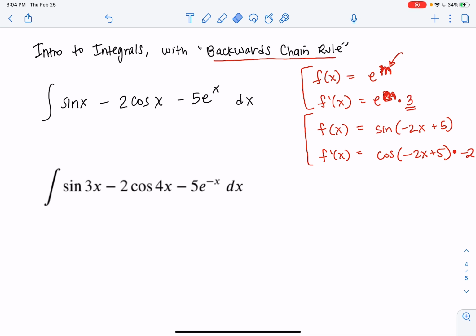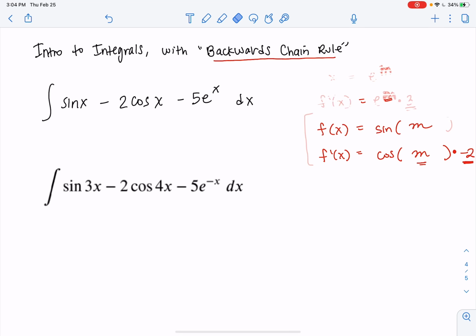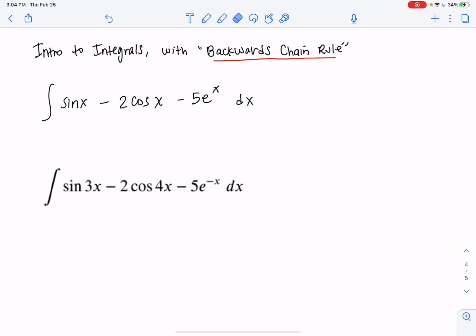Similarly here, if we just cross all this out, that negative 2x plus 5, and call it monkey, sine of monkey, then our derivative would be the derivative of the outside, cosine monkey, monkey being unchanged, but in the last step we're going to multiply by monkey's derivative. So we're going to need to have a chain rule that goes backwards too if we want to integrate more complex functions. So let's start with a review.